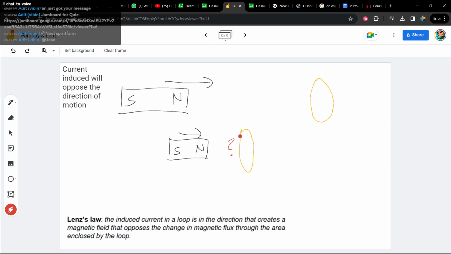North pole. Oh, is this like a wire? This is like a wire, right? Yes, the coil will be like a wire. I'm just representing it by a circle. So, what do you mean by the polarity of the wire?